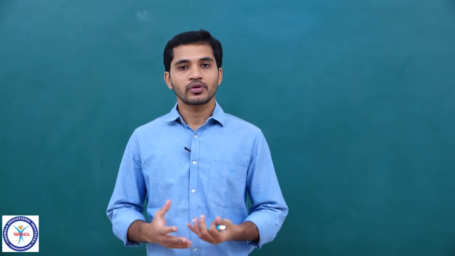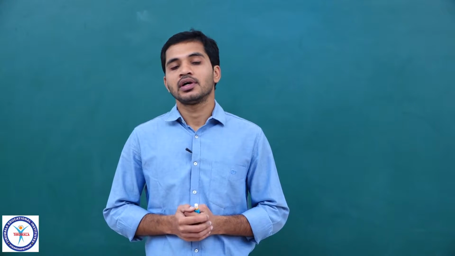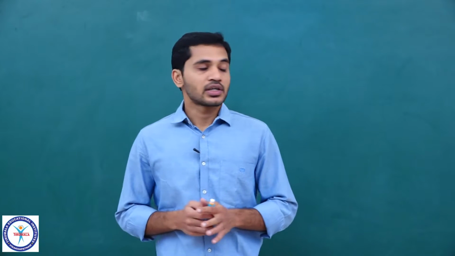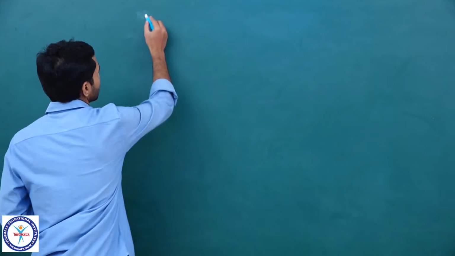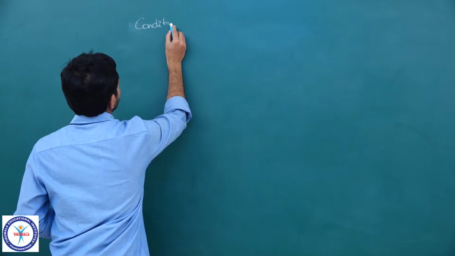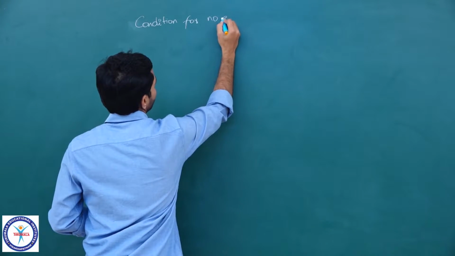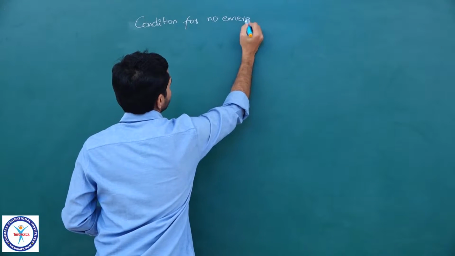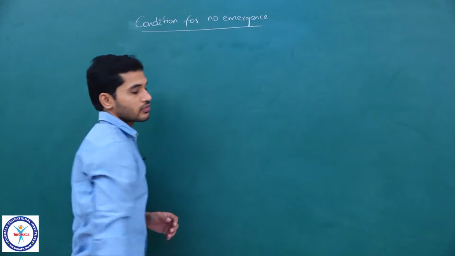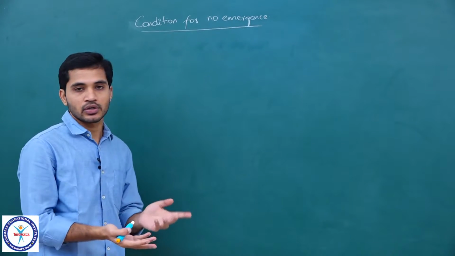So, we talked about minimum deviation and maximum deviation and the conditions in the case of a prism, and today we will start with this concept called condition for no emergence. What this basically means is we are going to write a condition for which a light ray which is incident on the prism is not going to emerge at all, right.